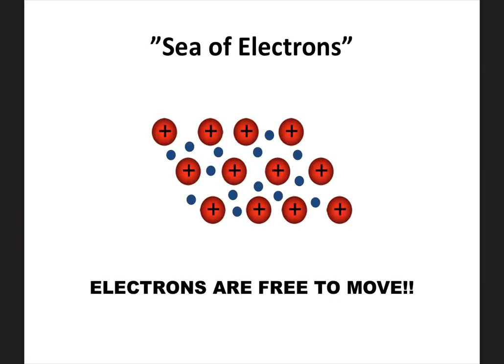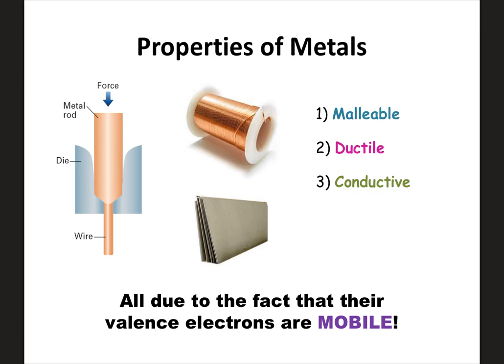So basically, in a metal or in a metallic bond, all these valence electrons are free to move between all the different metal atoms. Okay, so being able to move is what leads to what we call this sea of electrons. Free-floating valence electrons in a metallic bond. So we already know a lot of the properties of metals from previous units, but basically the reason why these properties occur is because of these free-floating valence electrons, these valence electrons that are mobile.